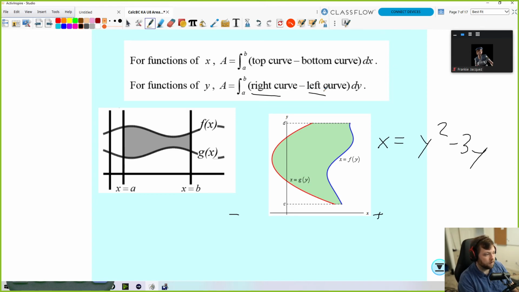And again, the great way to go check this is if you put one on top of the other. And if you get a negative number, that means you put the wrong one on top.